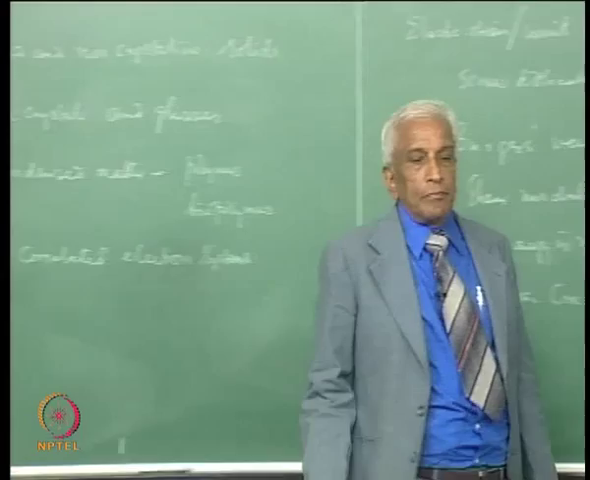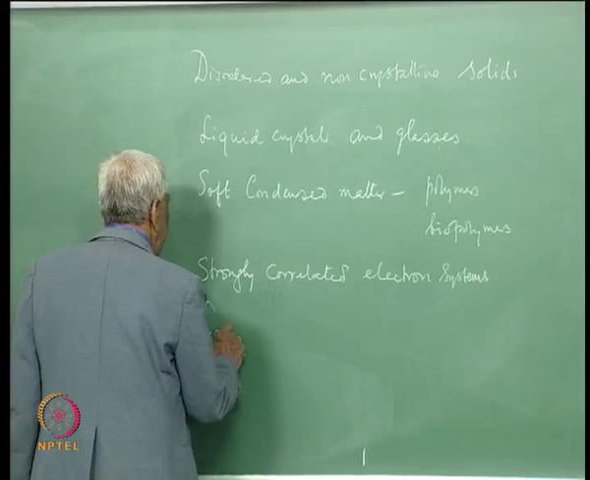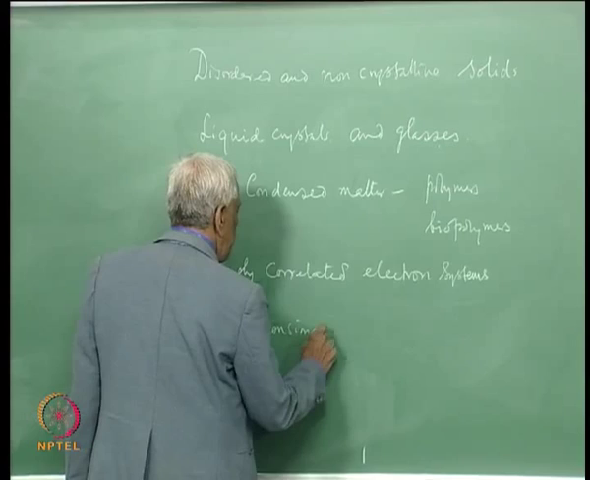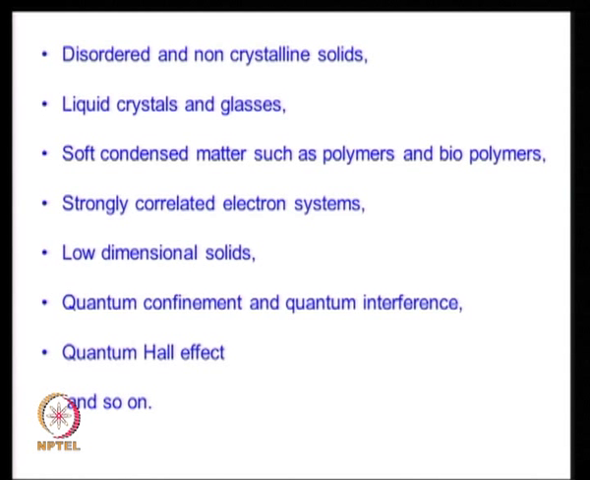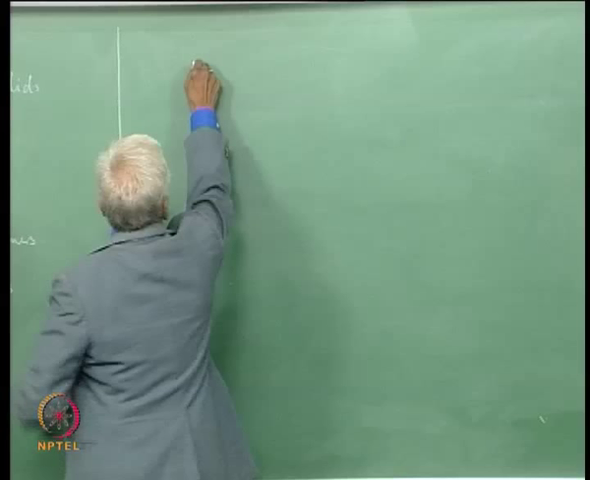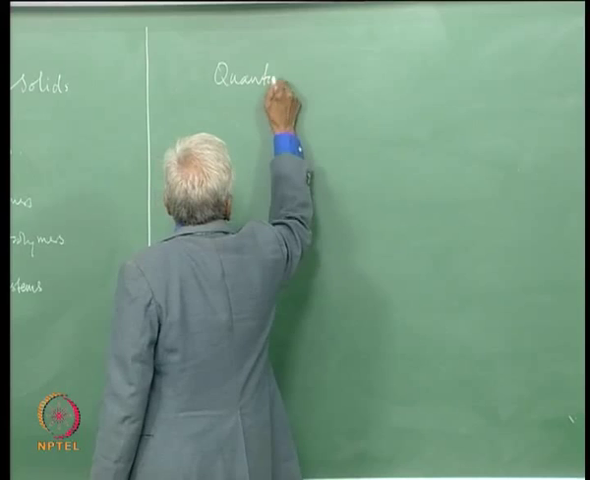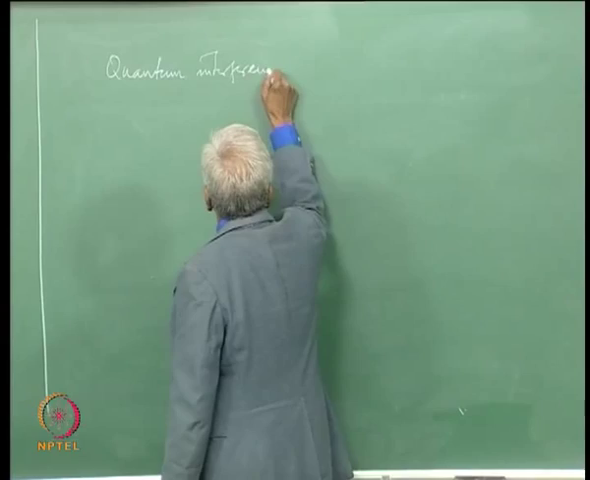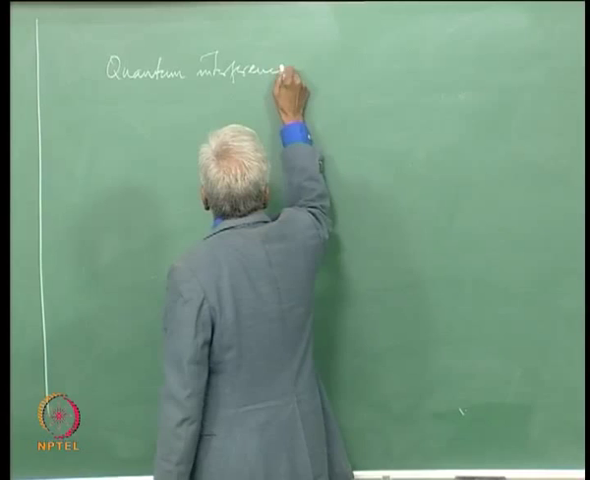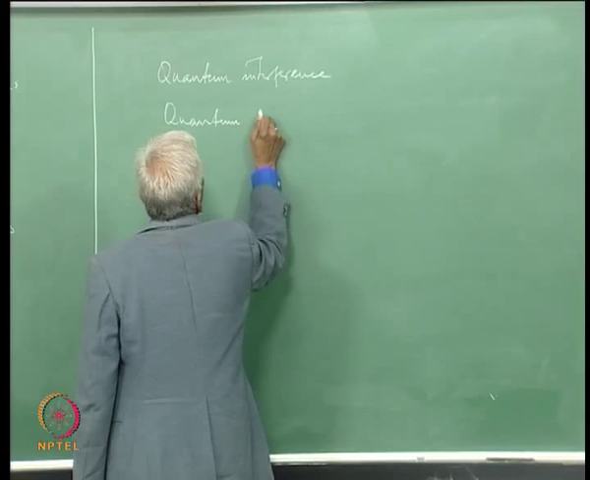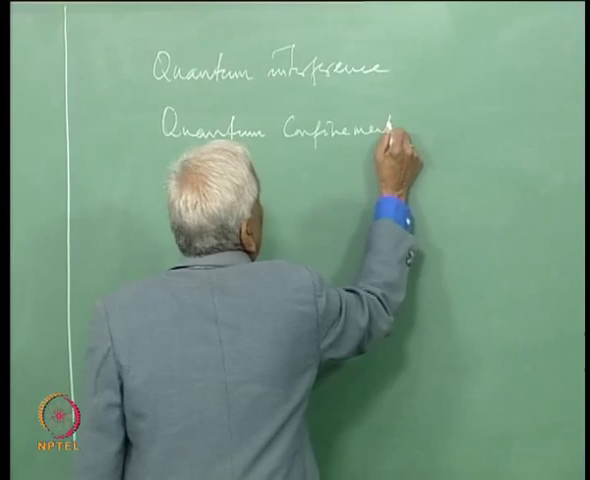Then low dimensional solids. We have thin films, for example, which are two dimensional. Then wires or linear chains, which are one dimensional. In low dimensional solids, particularly the effects of quantum confinement and quantum interference are very important. So these lead to very interesting effects, such as the Aharonov-Bohm effect.